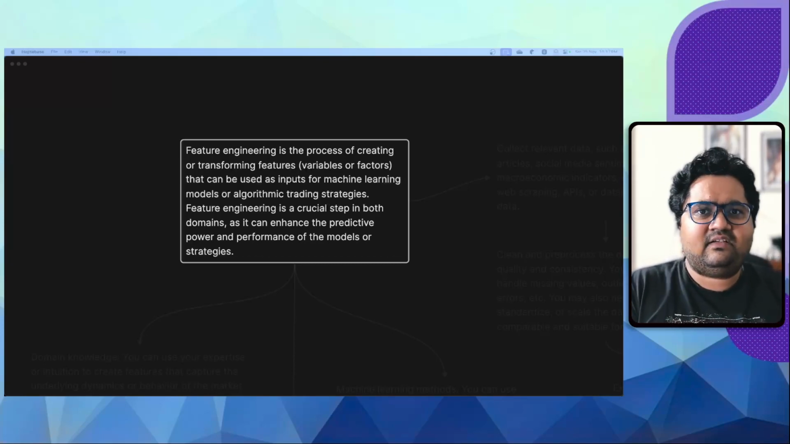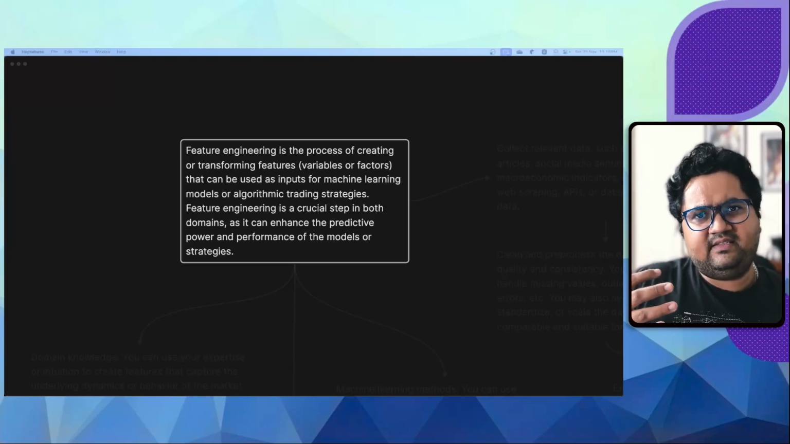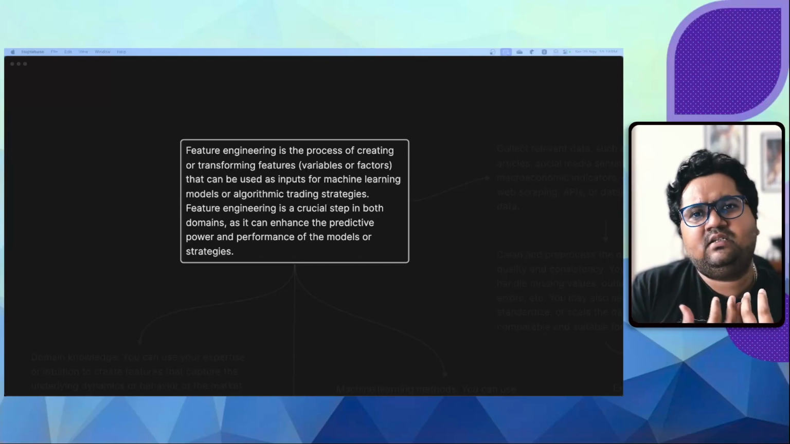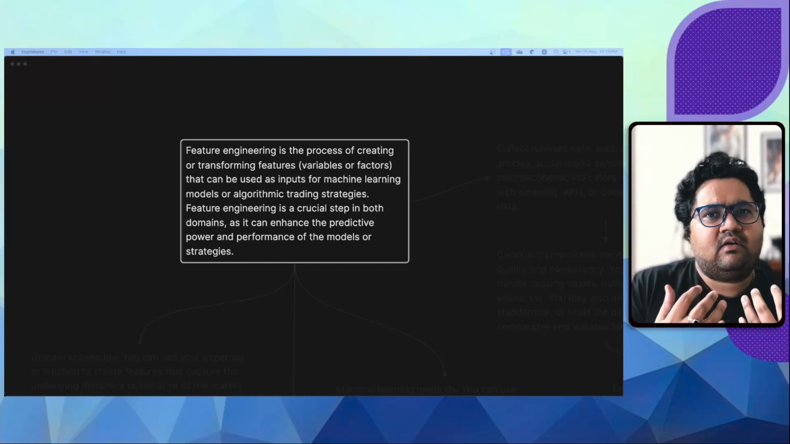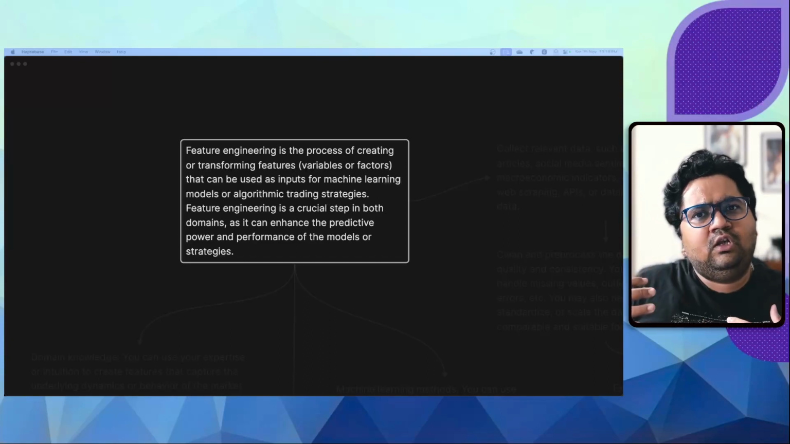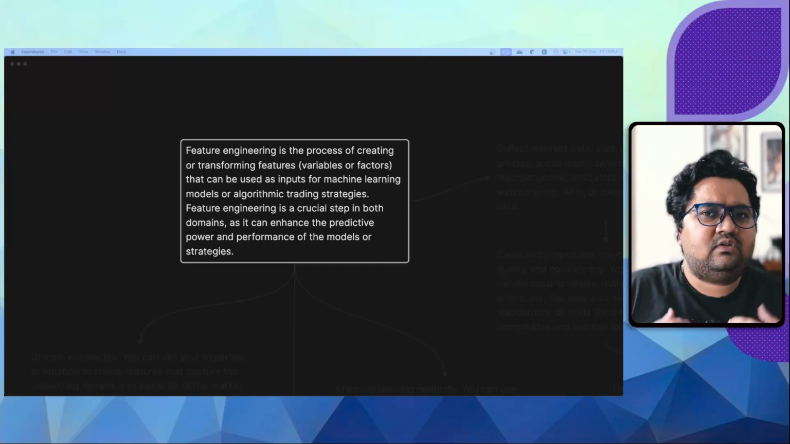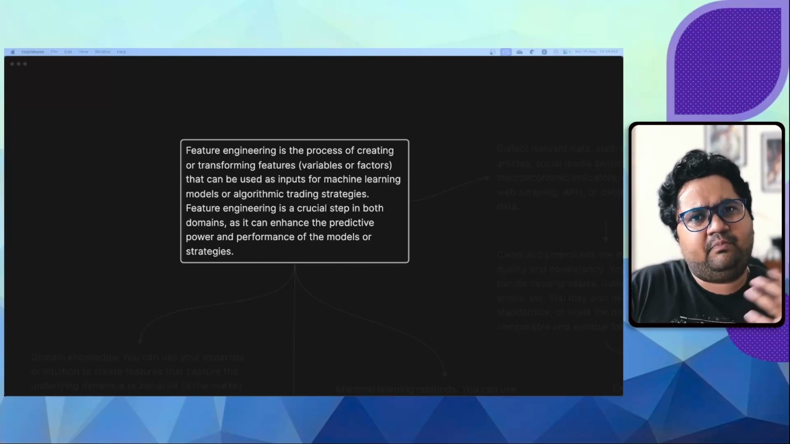Let's get started. So as you see on the screen, feature engineering is a process. It is effectively the concept where you try and transform the existing data or look for external features which are influencing your prediction, or which are significant to making a prediction.